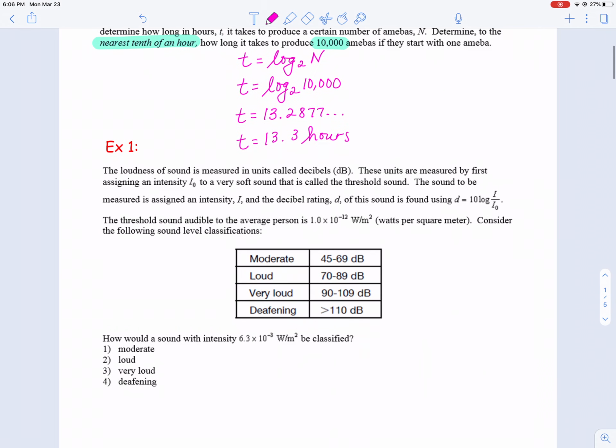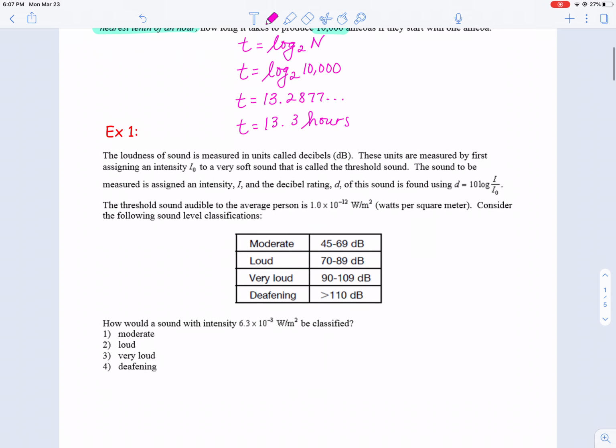This next one was actually a Regents multiple choice question. They give you a whole lot of information about sound and decibels. You can see your decibels, and the units are measured by your first intensity, I sub 0, which is a very soft sound called a threshold sound. The sound to be measured is assigned the intensity I and the decibel rating D. And here is your formula: D equals 10 log of I divided by I sub 0.